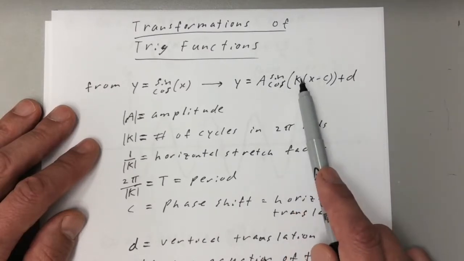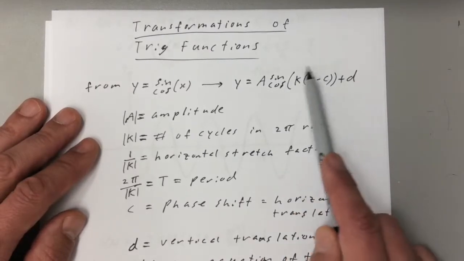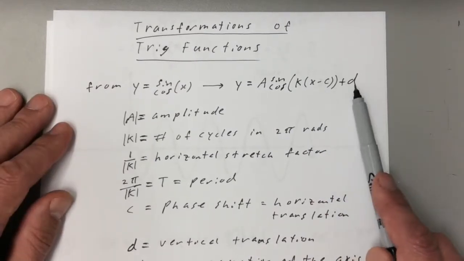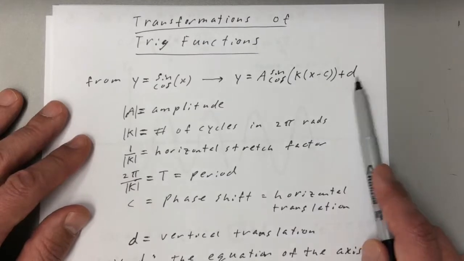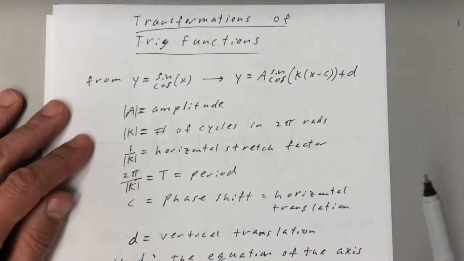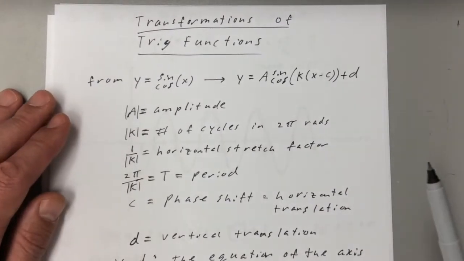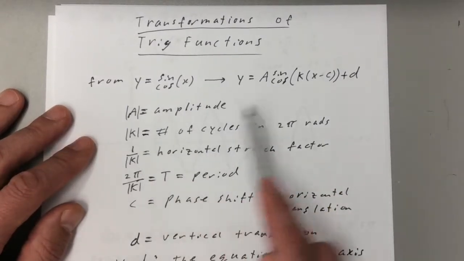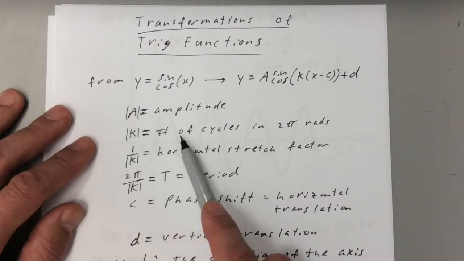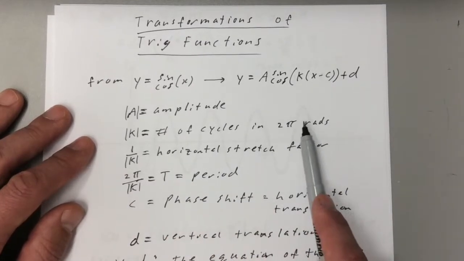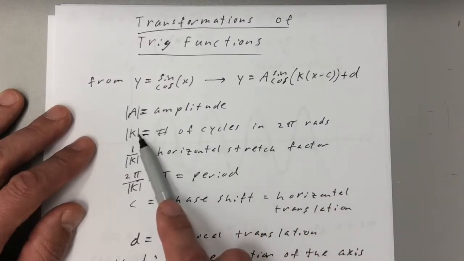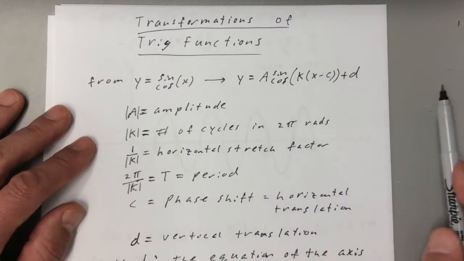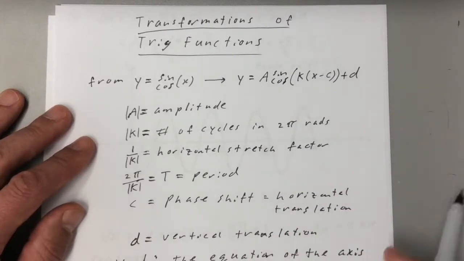Sine or cos, k times x minus c. Now this needs to be factored on the inside, otherwise you don't get the transformations proper. And then plus d. Okay, so with trig functions, we've got transformation properties, but we also got some special names for some of it. So k represents the number of cycles. So the absolute value of k represents the number of cycles between 0 and 2 pi. So if that was a 2 in there, you'd have 2 full cycles. So sine of 2 theta, you have 2 cycles between 0 and 2 pi.